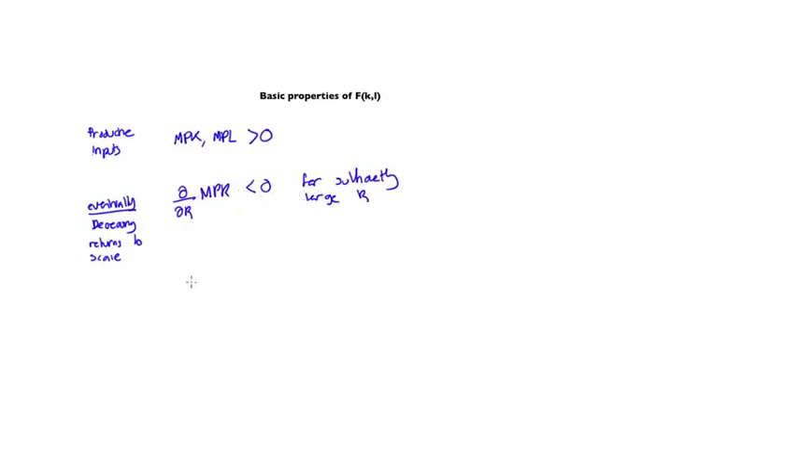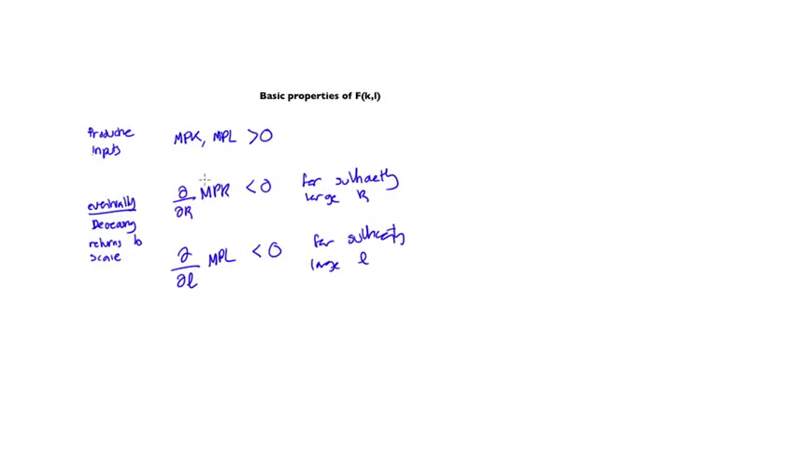It's only when K is already large enough. And the same thing for labor. The derivative with respect to labor of the marginal product of labor is negative for sufficiently large L. Let's look at some examples to really get an insight into what the assumptions mean, especially this second assumption.